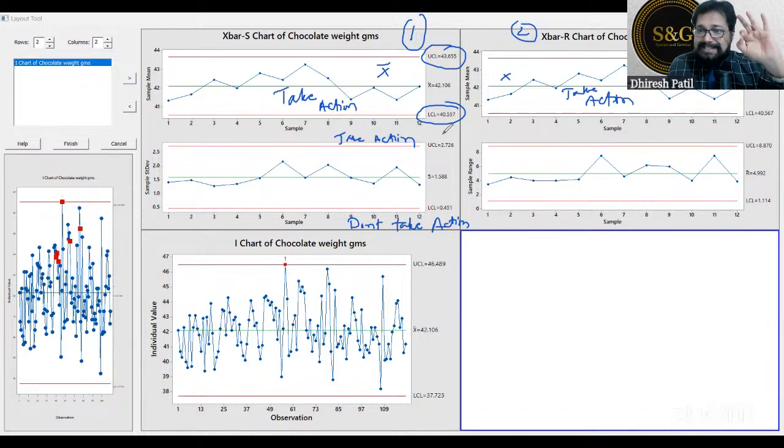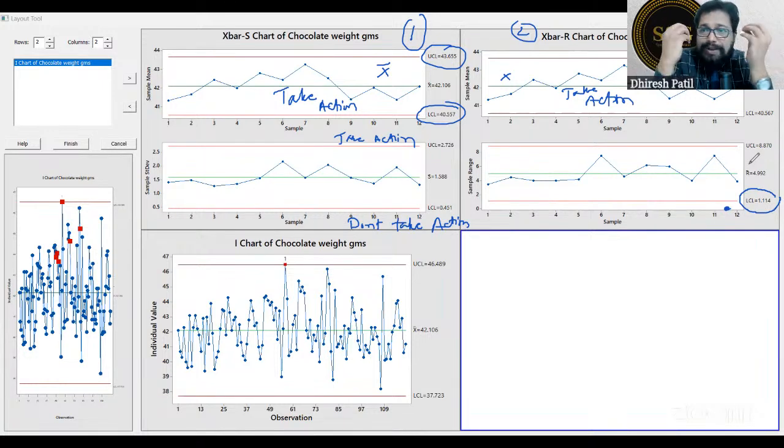The same goes with the range. When the range goes above the control limit, take the action. But when the range goes below the lower control limit, let's say here the lower control limit is 1.114. If one data point comes at 1 or maybe 0.8, don't take any action. Let it be like that. That is the most desired case for us. Got it? Rohit ji? Fantastic. So I think this is the basic fundamental we should understand while plotting control charts everywhere.